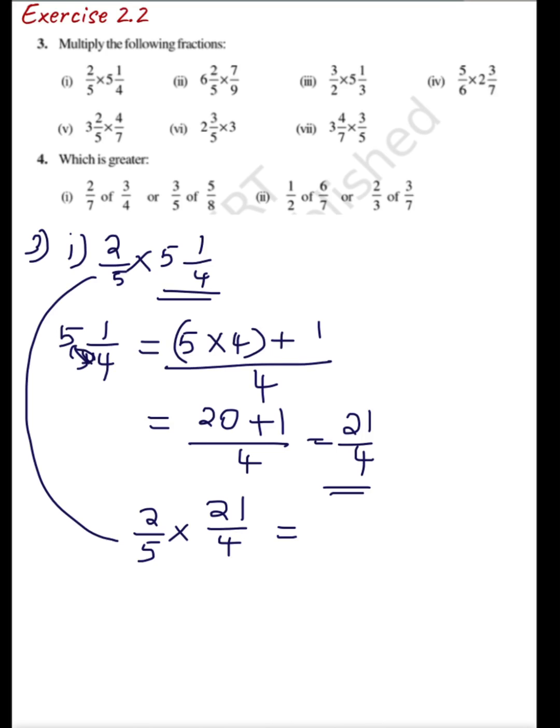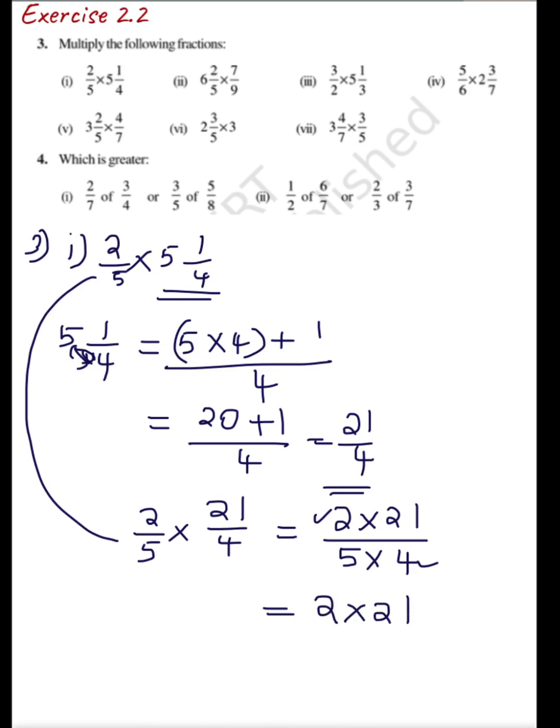Now, multiplication of two fractions. How will you do it? Just multiply the numerators together and then the denominators together, so that you will get 2 into 21 divided by 5 into 4. And now you can see that the numerator and denominator have a common factor, that is, 2 and 4 have a common factor which is 2.